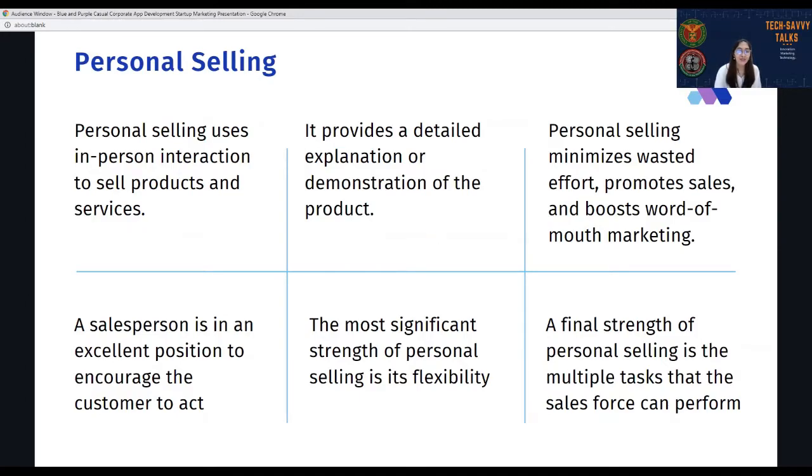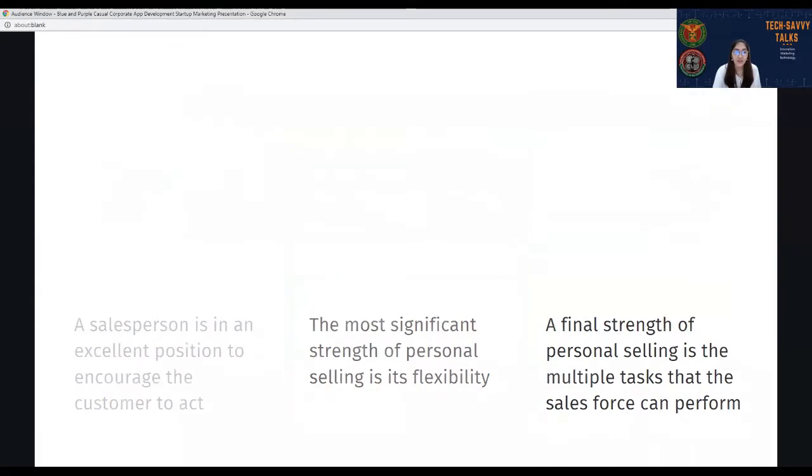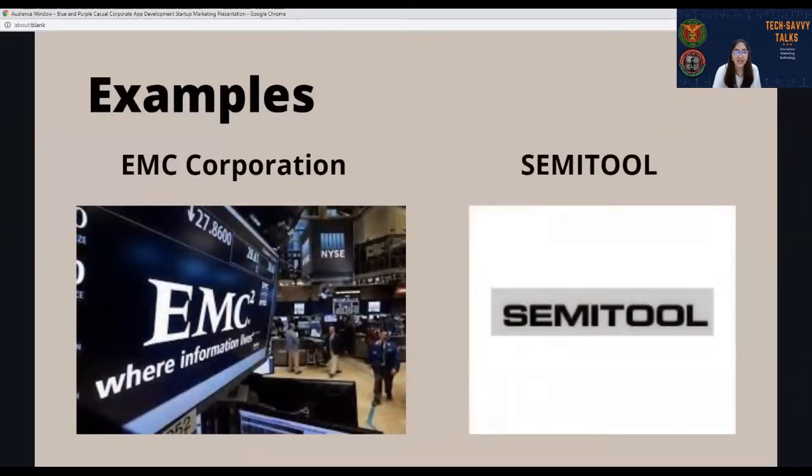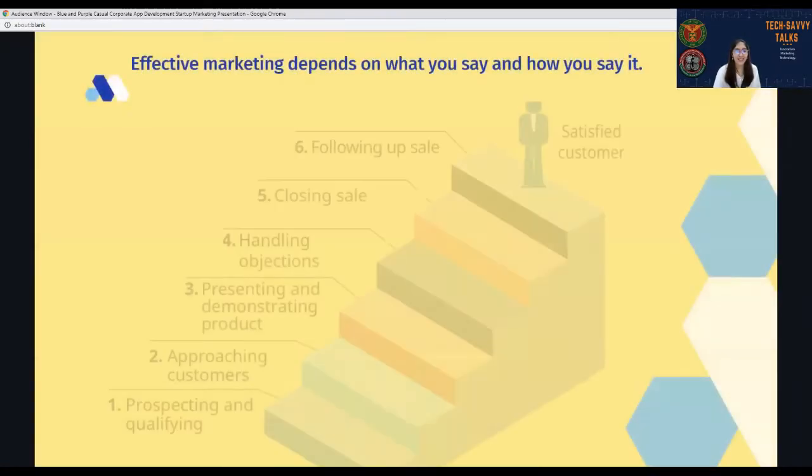For example, additional selling, a salesperson can collect payments, help the consumer in repair of products and services or return products, and collect product and marketing information. So a good example of companies who use this type of selling is the EMC Corporation, the maker of computer storage devices, as well as the Semi-Truland. Yun nga, dito, familiar tayo dyan doon sa Electrolux company.